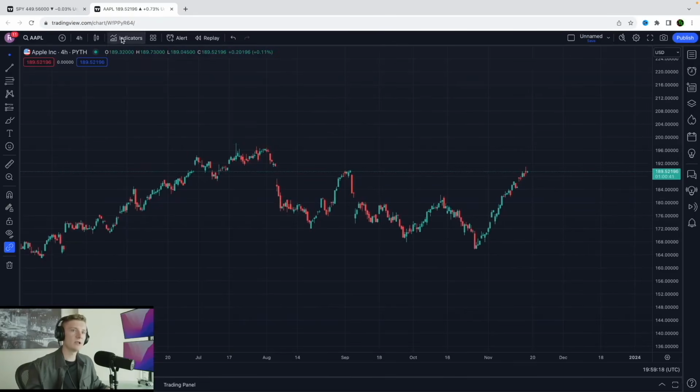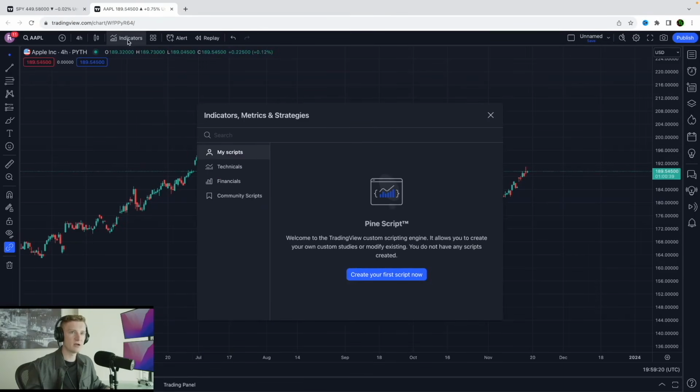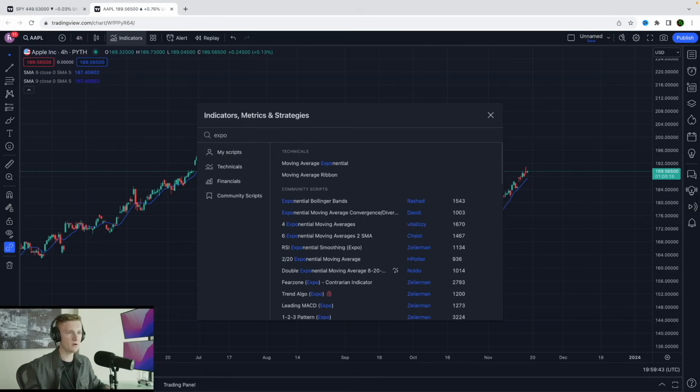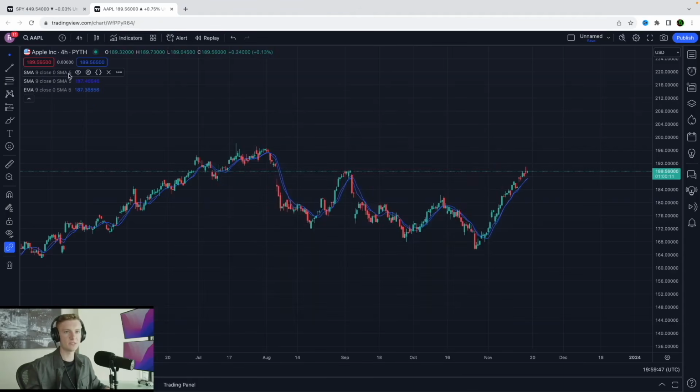Now we want to apply our moving averages. If we just click on indicators, then type in simple, we should see moving average simple. So click on that once, click on that twice. Now we've got our 2 SMAs, and then we want our exponential moving average. Just type in expo and you can see moving average exponential. Just click that once. And now we want to go and edit these.